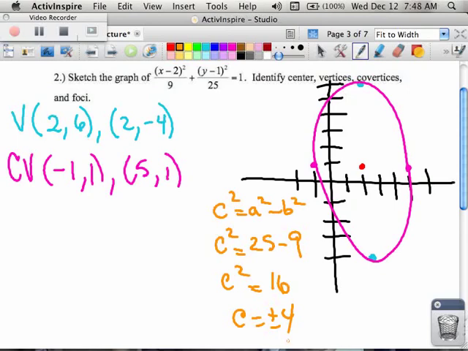This tells me that I'm going to go 4 units up and down from my center because my up and down direction is the greater stretch, or in other words, the major axis. So if I go 4 units up, I'm here, and if I go 4 units down, I'm here. I can write down the coordinates of these foci. 4 units up from my center would be at 2, 6, no, sorry, it's 2, 5. And 4 units down from my center would be at 2, negative 3.